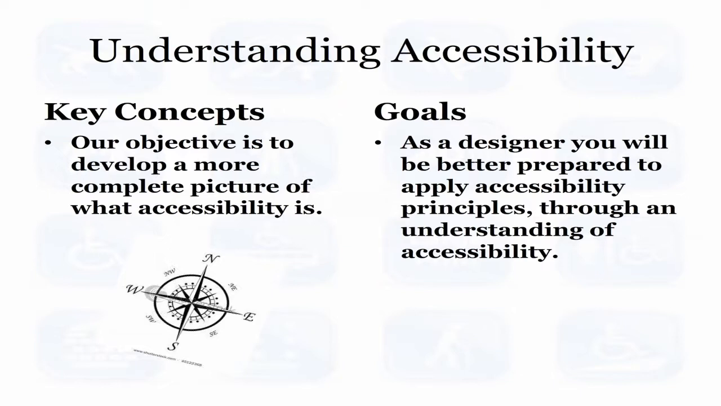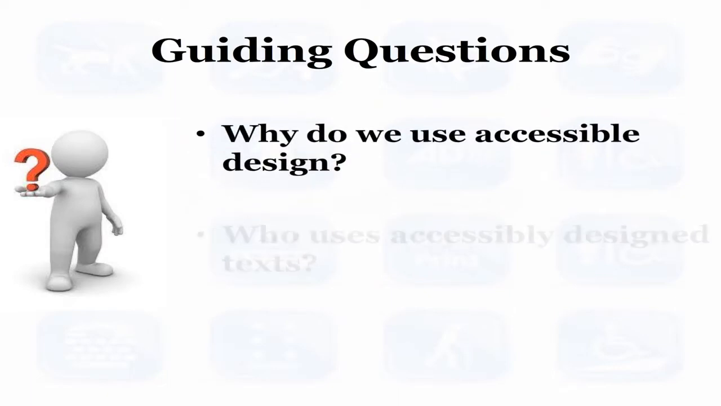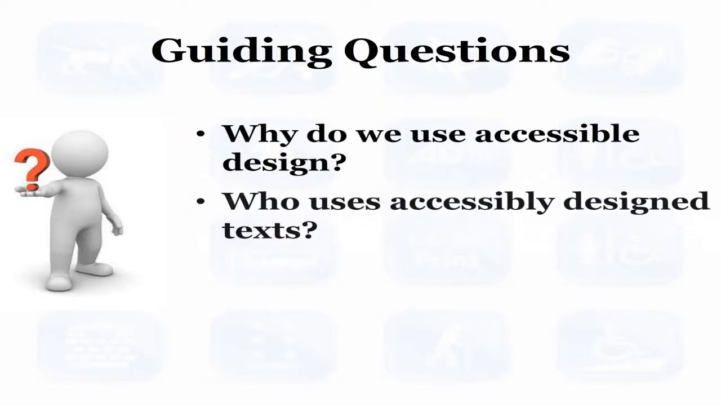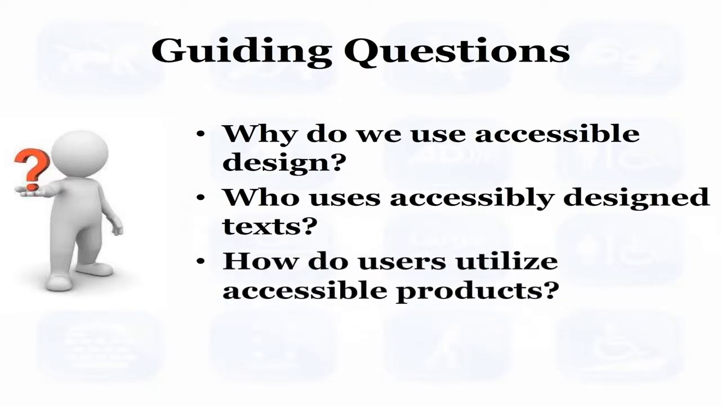This objective is aimed at an overarching goal, that by better understanding what accessibility is, you as a designer will be better able to apply accessible design principles in designing documents and websites. As we explore a more complete picture of accessibility, we will use these questions to shape our understanding. First of all, why do we use accessibility? Who uses accessibly designed texts? And finally, how do users utilize accessible products through various assistive technologies?